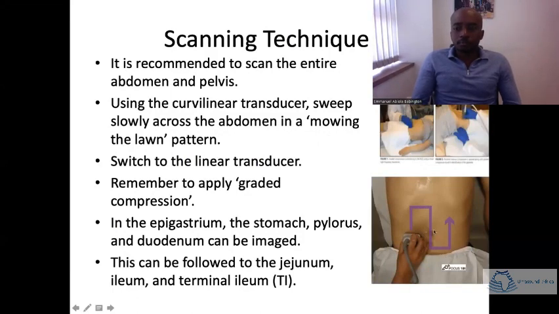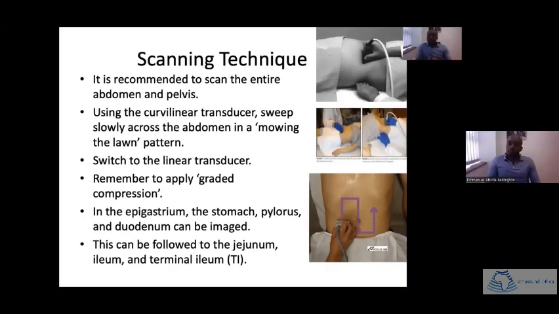I normally go slowly and check for any abnormal bowel thickness, any area of hypo or hyperperistalsis, any lump or mass, bowel dilatation, luminal dilatation, narrowing, and things like that. So after the curvilinear sweep, then switch to a linear transducer. I normally use a 9 megahertz linear transducer, and you do exactly the same thing.